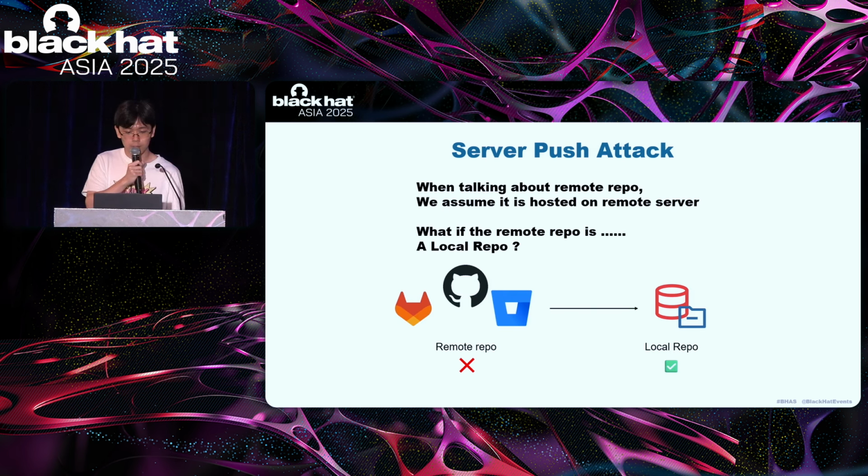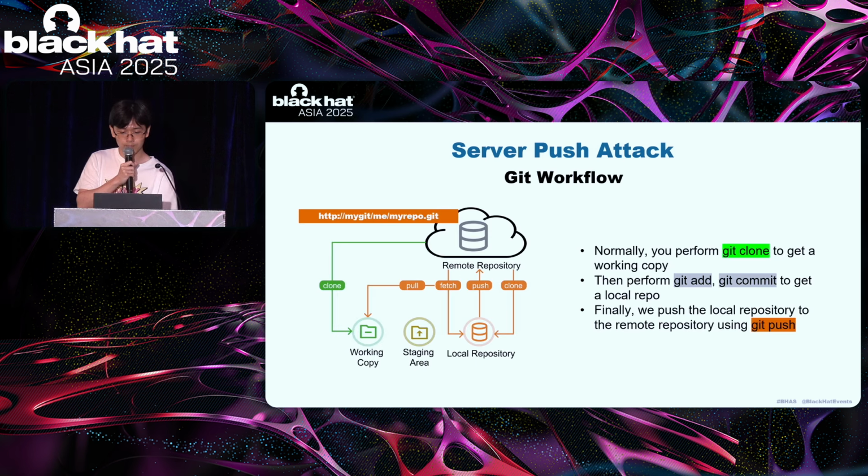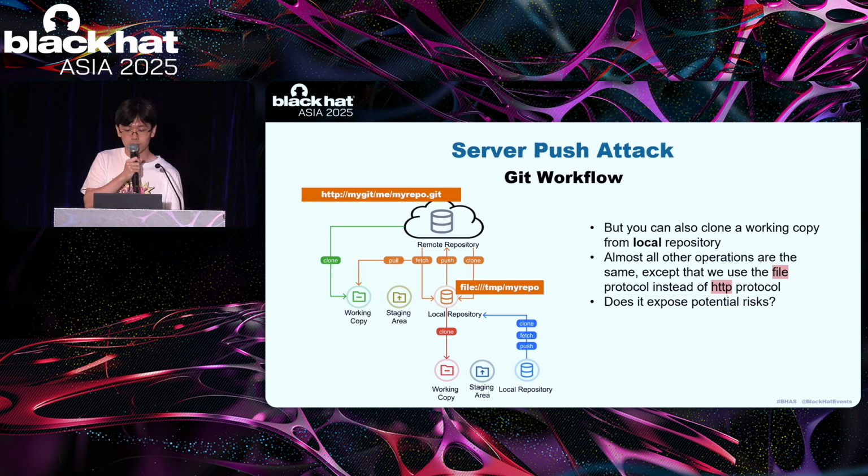When talking about a remote repo, we assume it is operated on a remote server. So what if this remote repo is actually a local repo? Normally you perform git clone to get a working copy, and then perform git add and git commit to get a local repo. And finally, we push the local repository to the remote repository using git push. That's the normal Git workflow. But you can actually clone a working copy from a local repository. Almost all other operations are the same, except that we are using the file protocol instead of the HTTP protocol or SSH protocol. So does it expose potential risks?